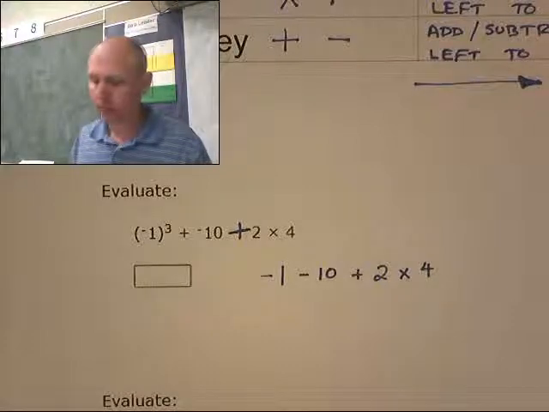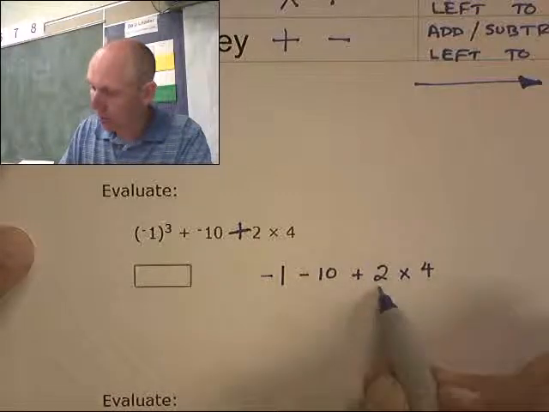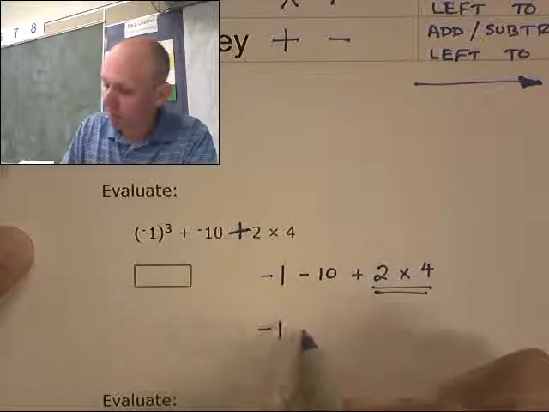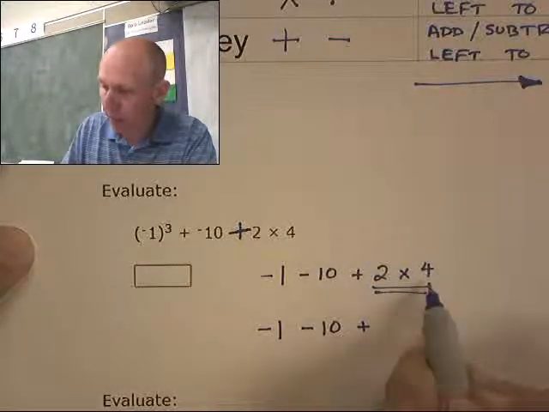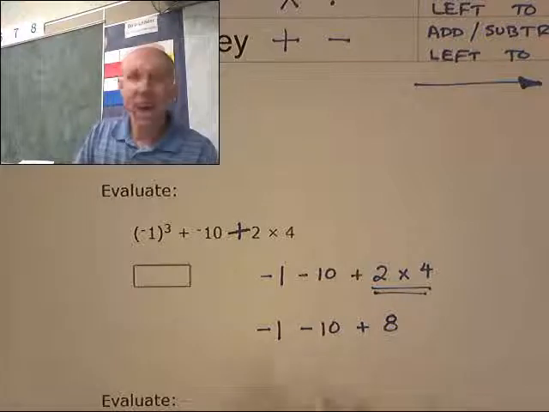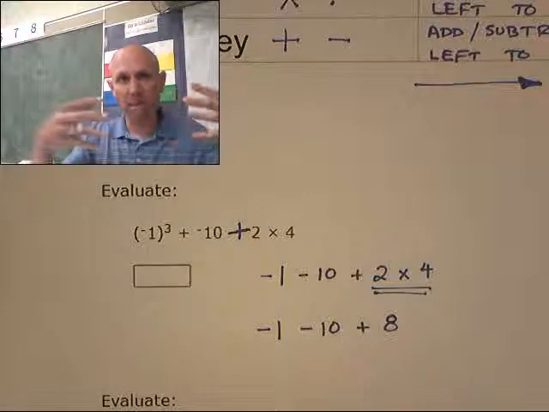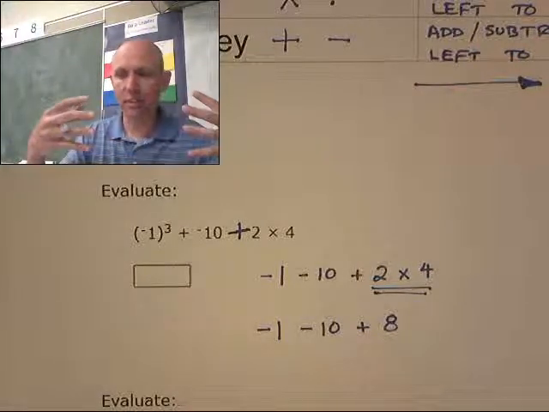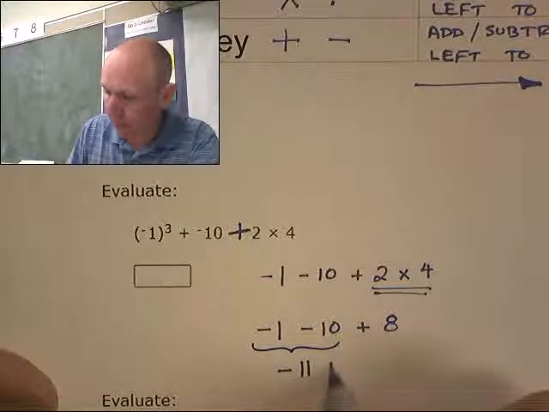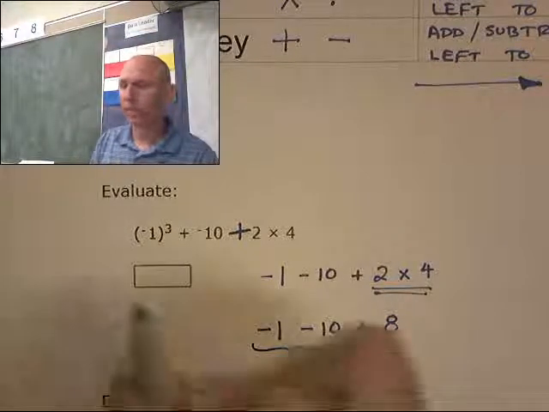My parentheses are gone. My exponent's gone. Let's look for some multiplication or division. No, subtraction, addition, right here. Let's handle that multiplication. This is -1 minus 10 plus 2 times 4 is 8. I like to group all the negatives and all the positives and then do the final adding or subtracting. So this is -11 plus 8. -11 plus 8, that's going to give me -3.